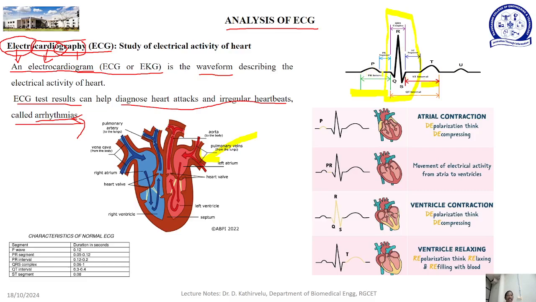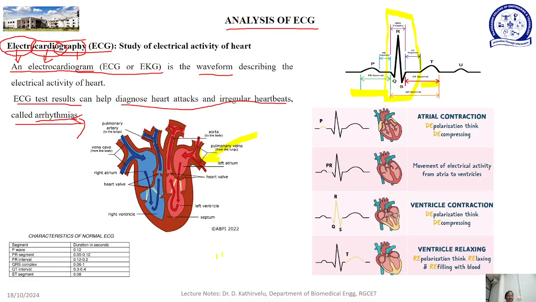Each segment of the wave corresponds to a particular action. The P wave denotes that the atria are under contraction. QRS denotes that the ventricles are under contraction. The T wave denotes that the ventricles are under relaxation. This cycle repeats. So this is how an ECG wave is interpreted.